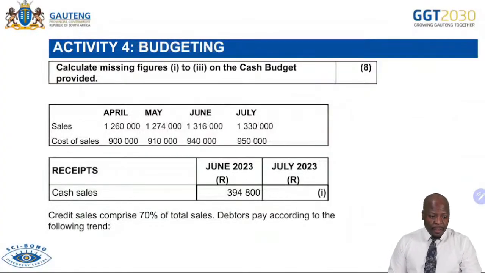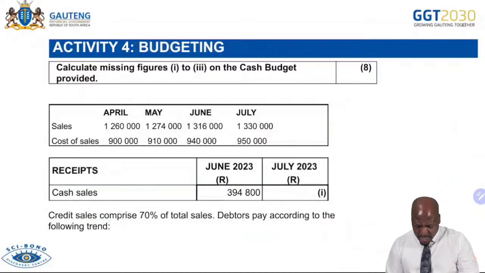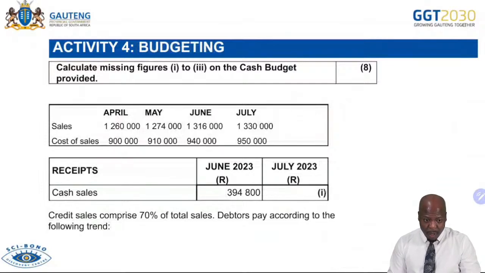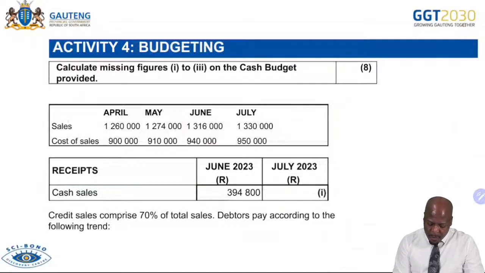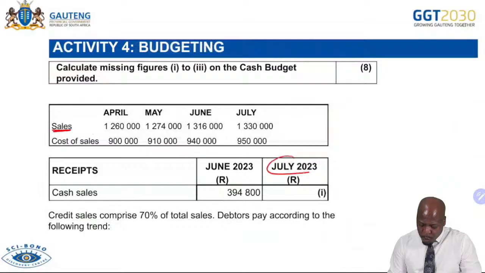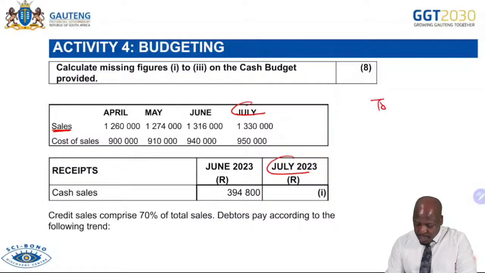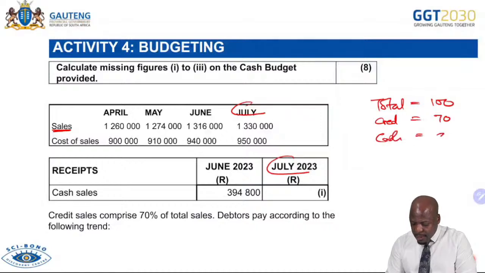The next part of the question says, calculate the missing figures 1 to 3 on the cash budget. So the first figure that we're calculating here is our cash sales. Okay, so this is going to be easy because when we're calculating our cash sales, we are told here is our sales. And this is for the month of July, so we come into July. Credit sales comprise 70%. Remember, total sales is 100%. All right, and then credit sales. Credit is 70. That means cash is 30.